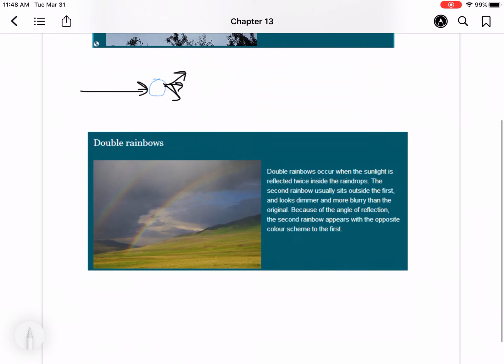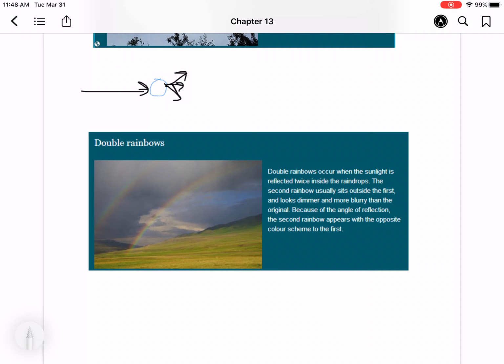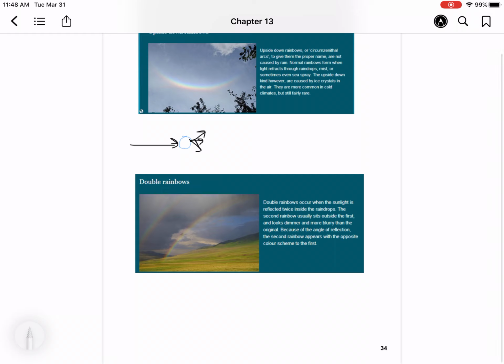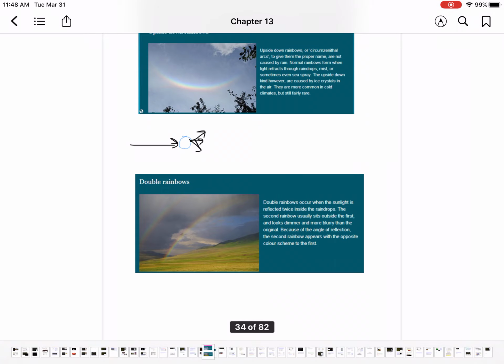Okay, there's also double rainbows. This is basically where the second rainbow sits outside. It's reflected twice inside the raindrop, so it goes around inside the raindrop. Okay, and it'll be opposite. So you'll have a red to violet, and then you also have a red to violet this way, right? And so it's going to be the opposite. There's kind of cool stuff. Whoa, a double rainbow.